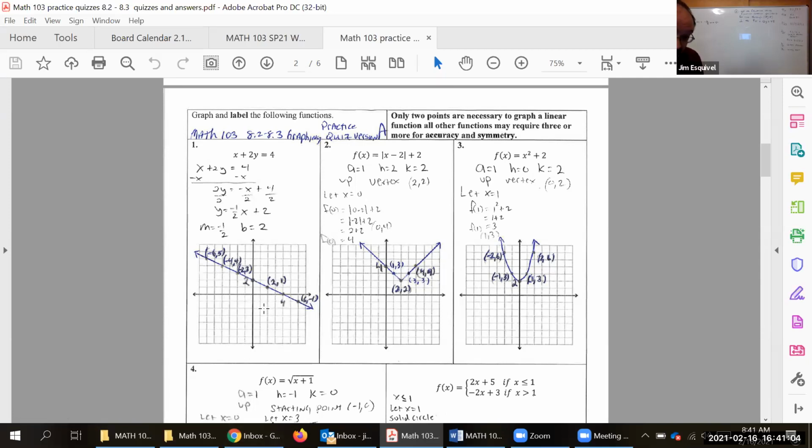Got to label it. Some of you still aren't understanding what I mean by label. Ordered pairs on the graph, not up here. You can't just list ordered pairs up here.